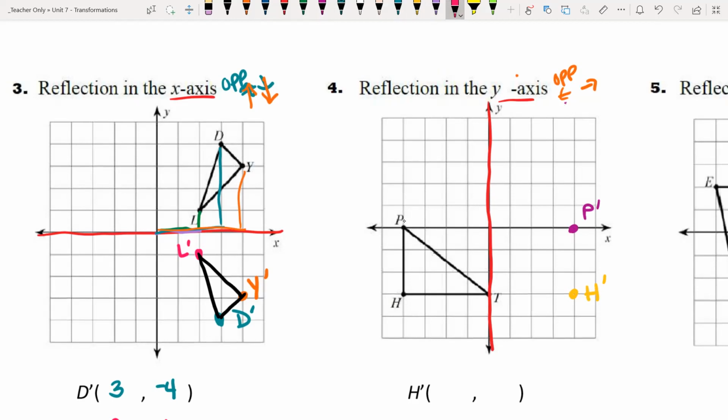T is just down 3. And it's not left or right. So it's going to stay there and become T apostrophe, because I don't do the opposite. It just stays where it is. Now I can connect those dots.